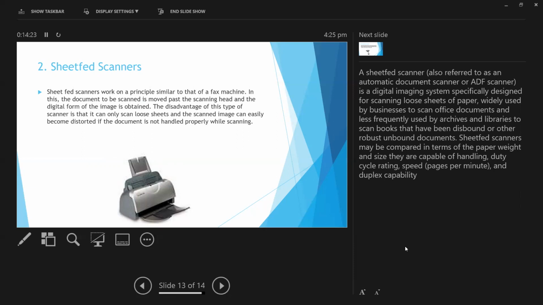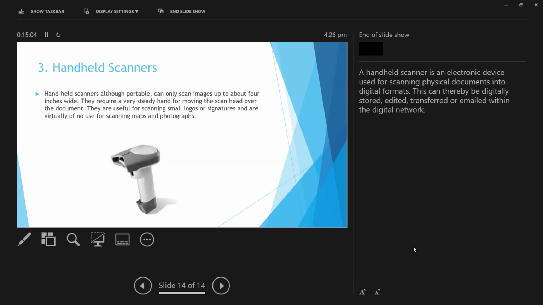A sheet-fed scanner, also referred to as automatic document scanner or ADF scanner, is a digital imaging system specifically designed for scanning loose sheets of paper. Widely used by businesses to scan office documents and less frequently by archives and libraries to scan books that have been disbound or other robust unbound documents. Sheet-fed scanners may be compared in terms of paper weight and size. They are capable of handling duty cycle rating, speed, pages per minute, and duplex capability, meaning it can scan on both sides.